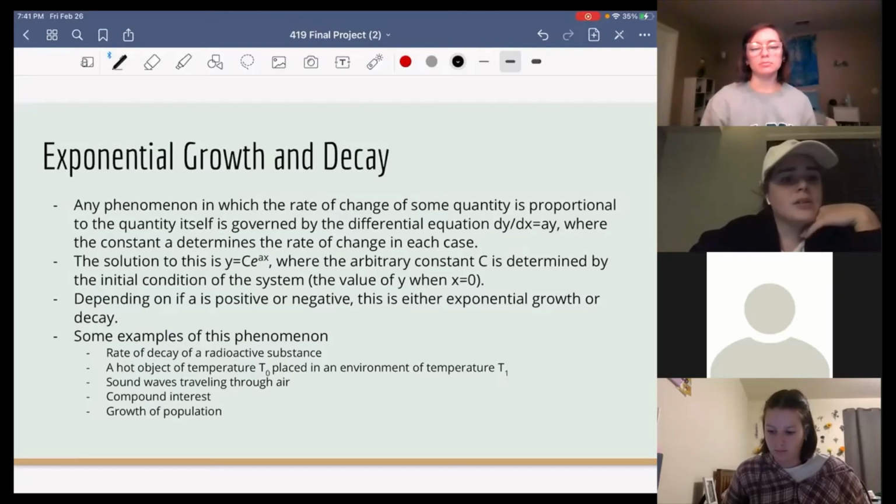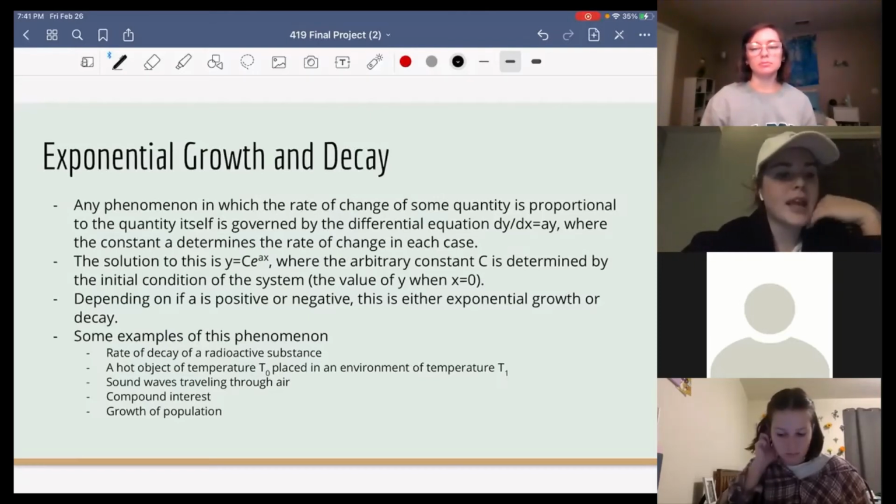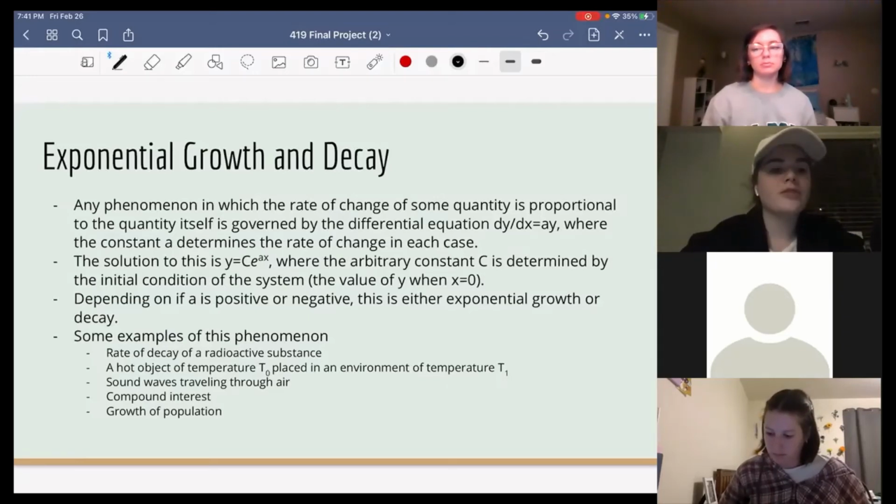Some examples of exponential growth or decay are listed below. We have the rate of decay of a radioactive substance, a hot object of temperature T0 being placed in an environment of temperature T1 and looking at the relationship of cooling, how sound waves travel through the air, compound interest, as we looked at before, and the growth of a population.